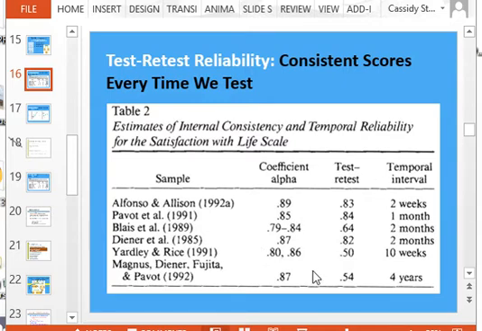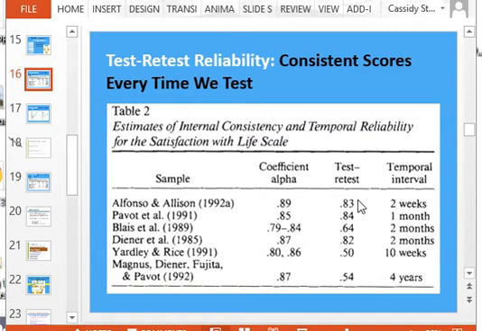So here we have some output from a meta-analysis of the internal consistency and reliability of the Satisfaction with Life Scale, and we can see that the correlations are quite good. One, they're positive, so that means that if a person scored highly the first time, 7 through 10, then they also scored highly the second time, around 7 through 10. And people who scored low the first time tended to score low the second time. So we have good test-retest reliability.